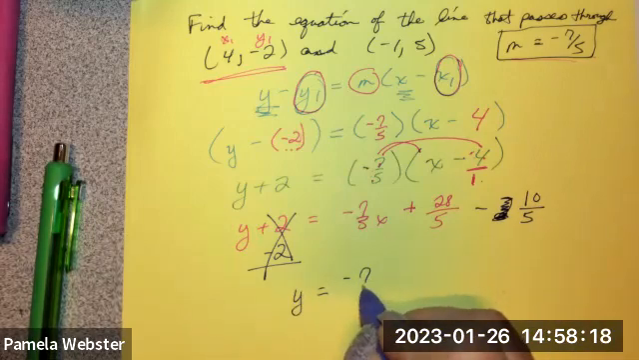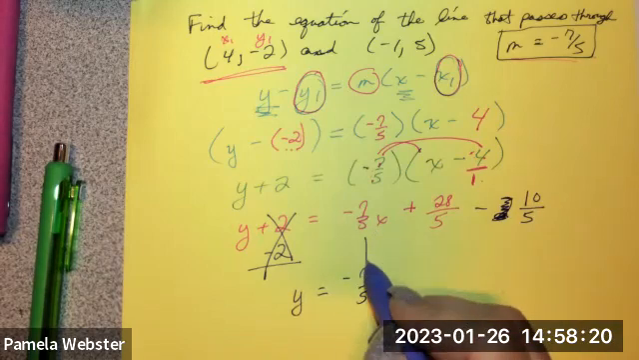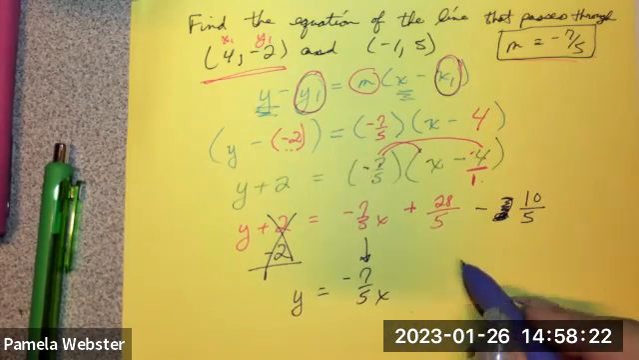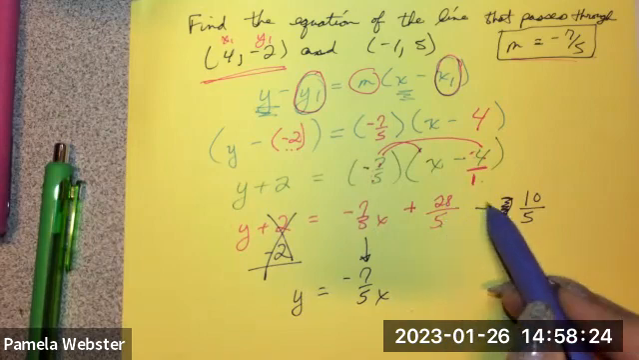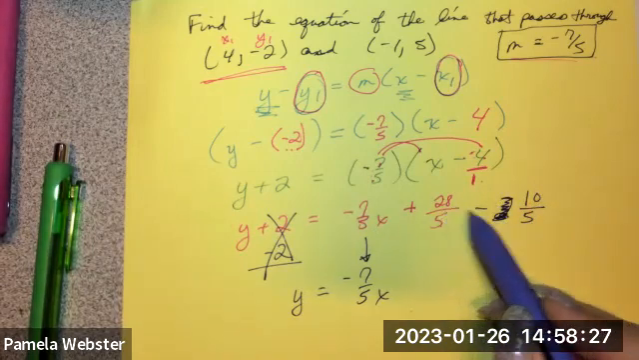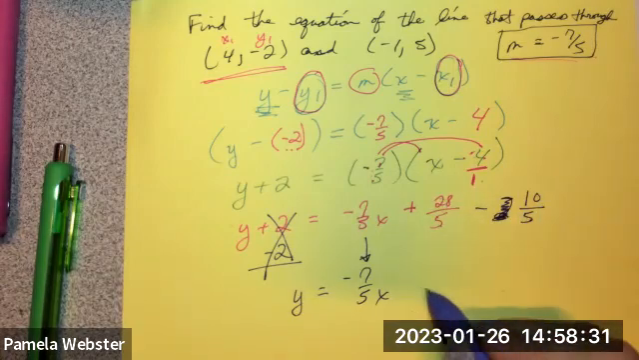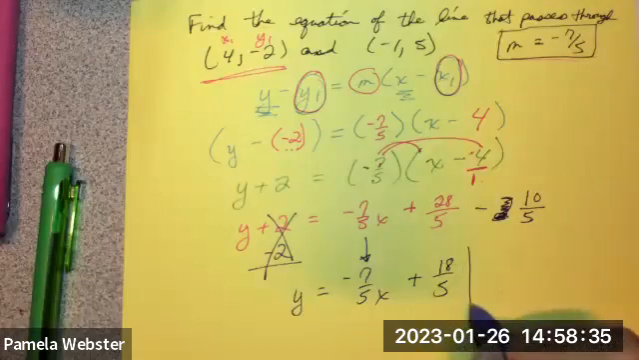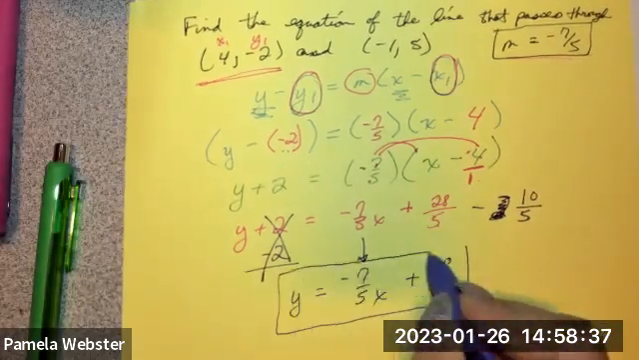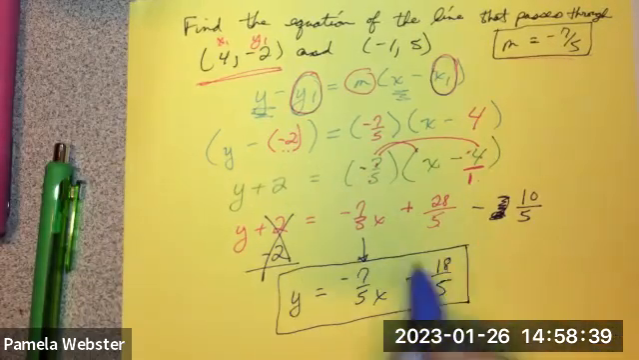Y equals, just copying stuff down. -7/5 x, that comes down. And then I've got a 28/5 minus a 10/5. They have a common denominator because I just put it together. 28 minus 10 is a positive 18 over 5. There we go. And if you use the other point, you should still end up with the same y equals equation going on there. So there you have it.